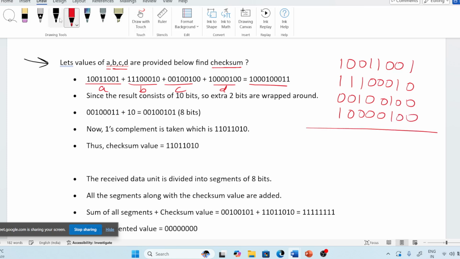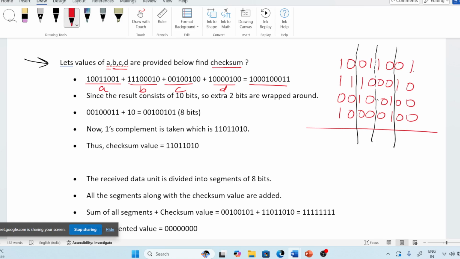ठीक है. To make it easy, मैं यहाँ पे imaginary line खींच देता हूँ. I will write the imaginary line here. और एक इमेजिनरी लाइन मैं यहाँ पे खींच देता हूँ सो दैट आई डोंट मेक एनी मिस्टेक. This is the imaginary line that I have created so that while calculating I don't make any mistake.